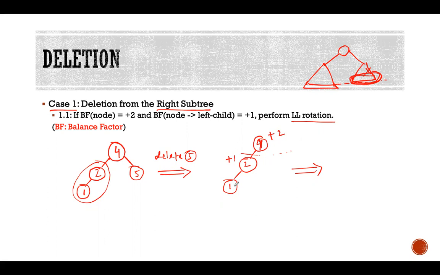Intuitively, you can think that we deleted from the right subtree, but we are doing the rotation from the left side because the left side gets heavier. So we have to do something involving the left subtree. If the unbalanced node has +2 and the left child has +1, we are going to do LL rotation. After we do the LL rotation, what happens? 2 will become parent, 4 will become the right child, and 1 stays the same.